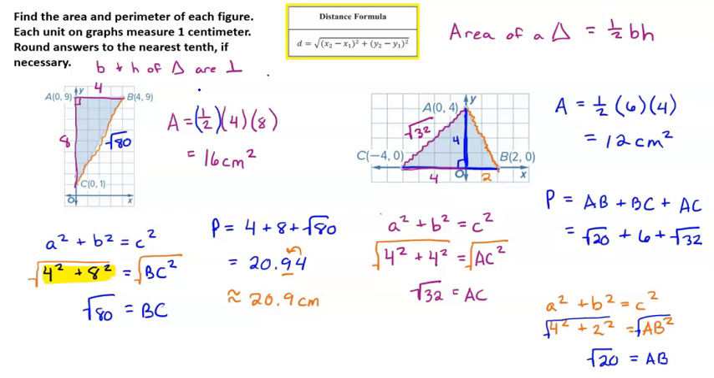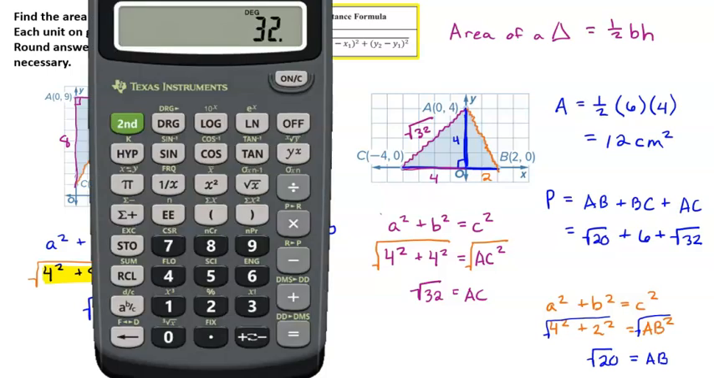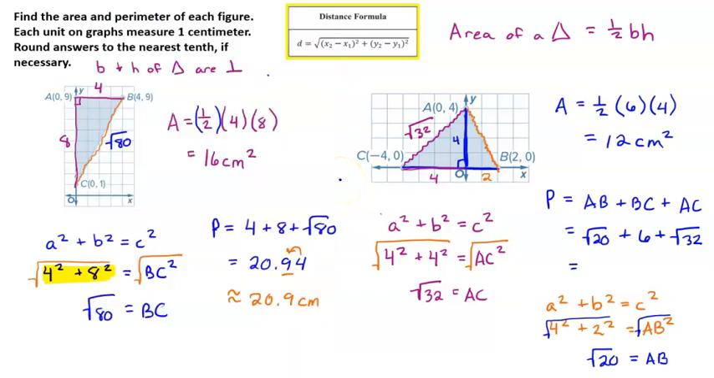And then for my perimeter, I'm just going to put all of this into my calculator. So I'm going to clear that out, and we've got square root of 20 plus 6 plus square root of 32, and then don't forget to hit that equals at the end, and that's going to be 16.12, and so that's going to be approximately 16.1 centimeters because it's just length.